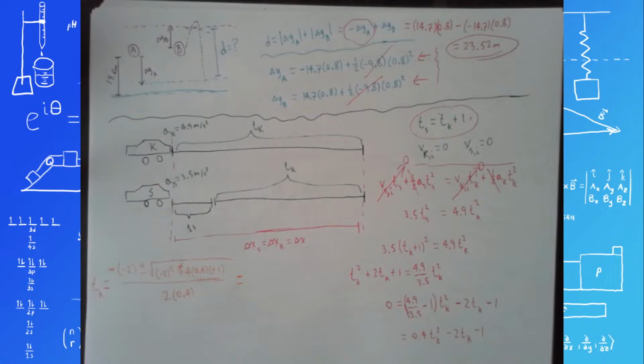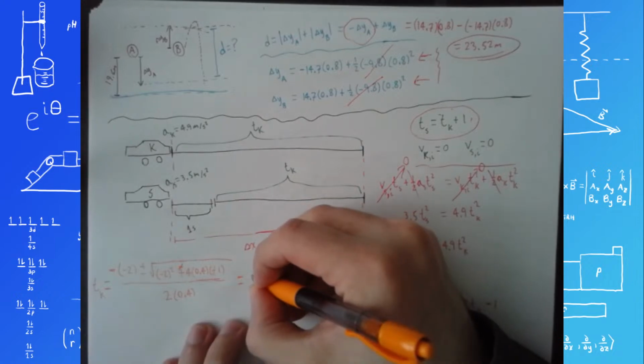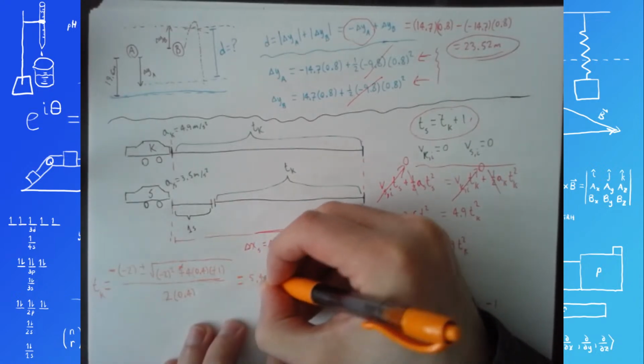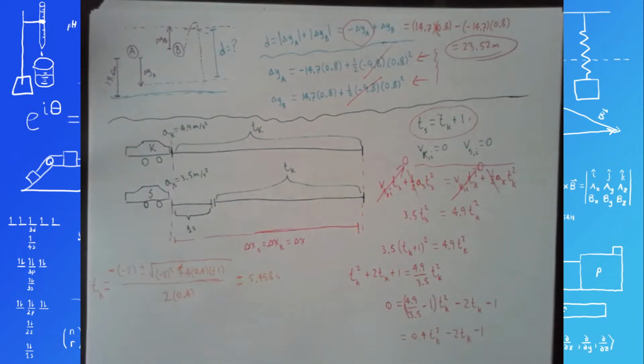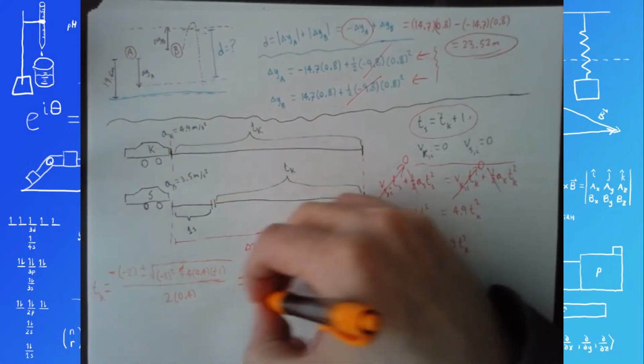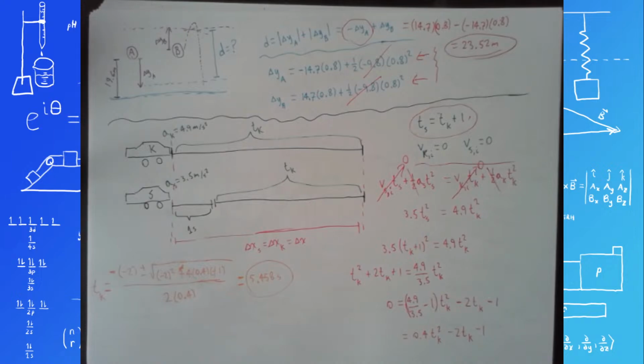Anyway, we got the positive answer was 5.458, so let's go with that. 5.458 seconds. And that is Kathy's time. That is time since Kathy started moving. Is that what they wanted? The time it takes Kathy to overtake Stan. Yes, we wanted Kathy's time, so 5.458 is correct.